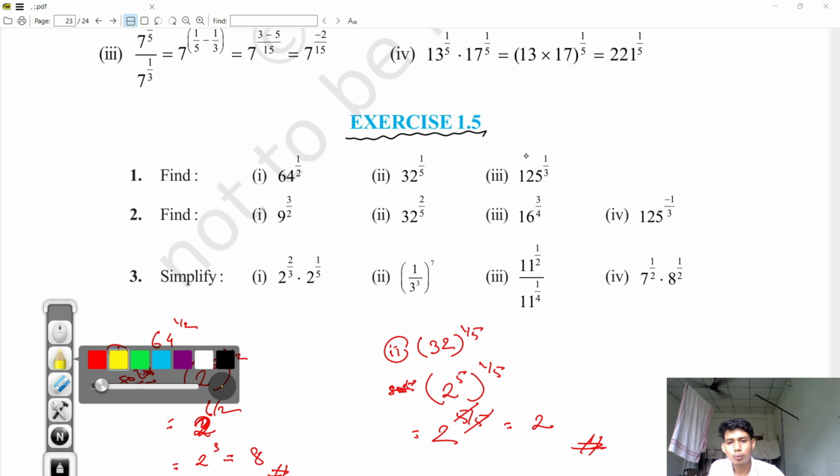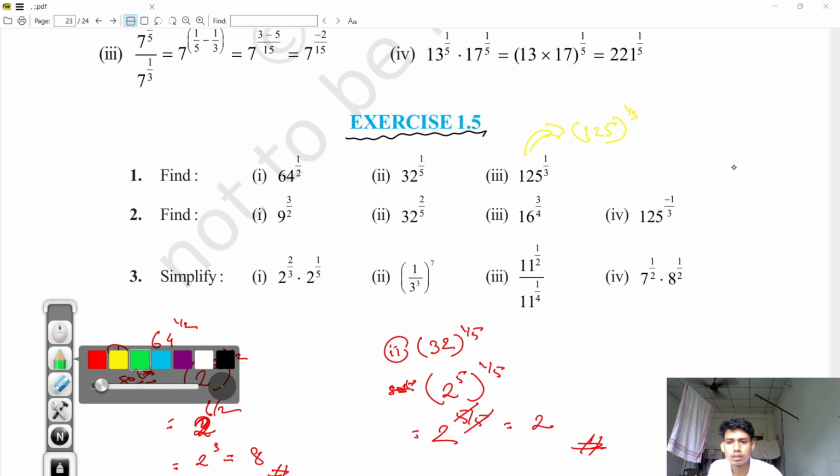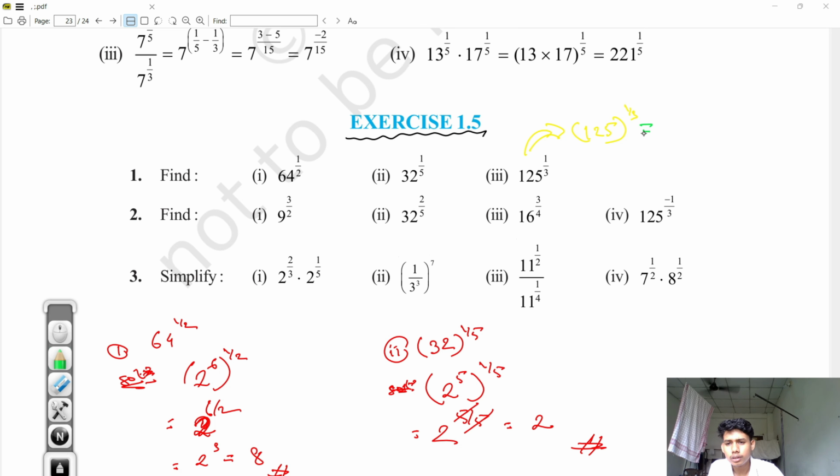Okay. Now question number 3, it says 125 to the power 1 by 3. Now 125 को हम कैसे लिख सकते हैं? 5 times 5 is 25 and 25 into 5 is 125. That means 5 cube will be 125 and whole to the power 1 by 3. This and this will cancel each other and we'll get the remaining as only 5. So I hope this much is clear to you.